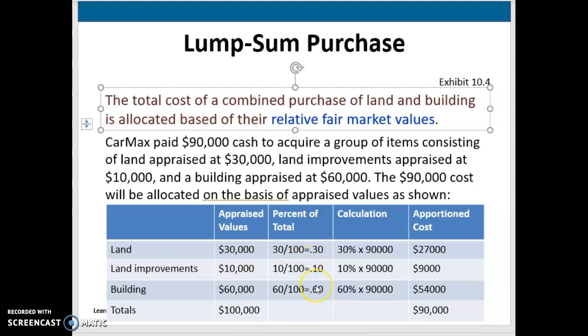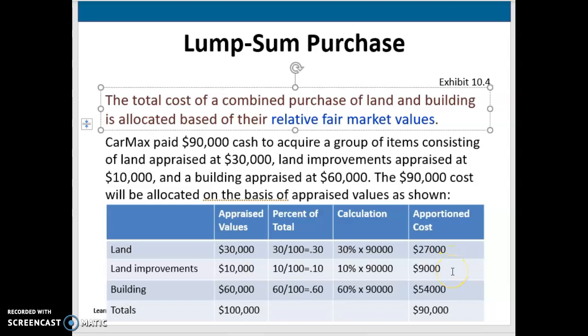So then we're going to take those percentages and multiply them by the amount we actually paid for it, this $90,000. So down here we're going to look at 30% times $90,000, which comes out to $27,000 as what we're going to assign as the cost for that land in that lump sum purchase. So land, we're going to debit land for $27,000, and we're going to credit cash for $27,000.